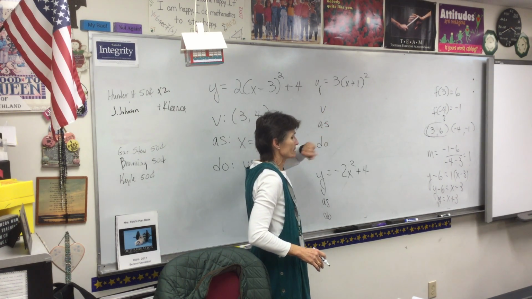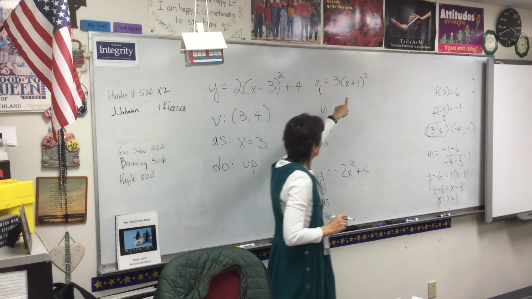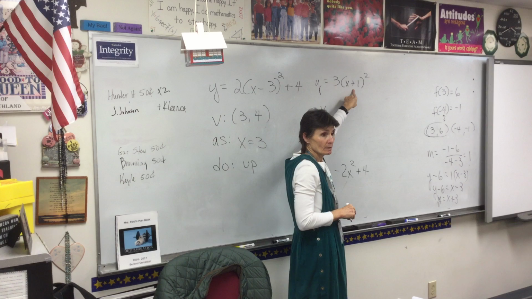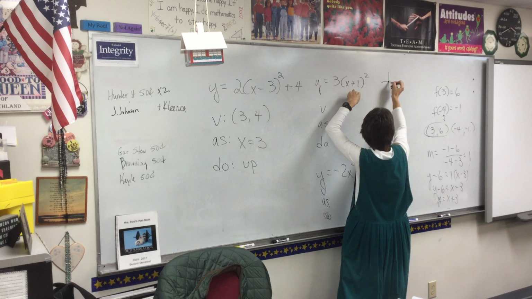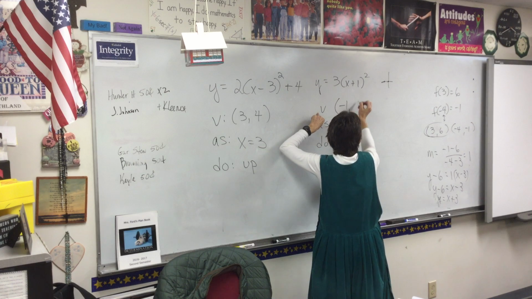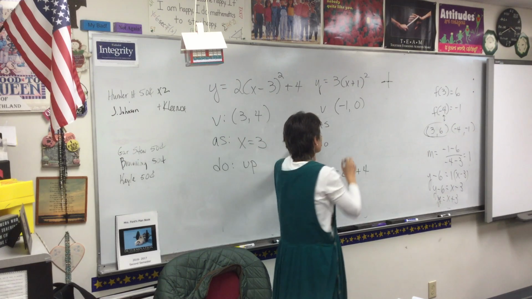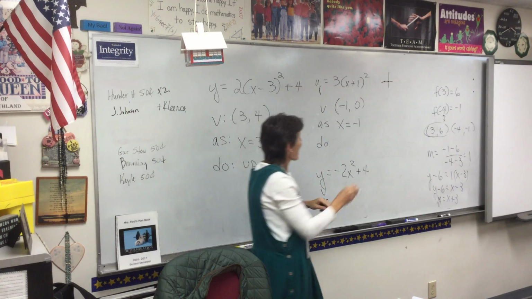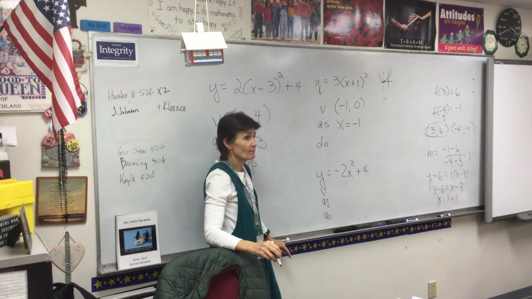Where do you think this vertex is? How have we moved? This one right here. We went left 1. Did we go up and down at all? No. So if we started at the origin and went left 1, our vertex is at the point -1, 0. Which makes our axis of symmetry x equals -1, because the axis of symmetry always matches the x coordinate of the vertex.